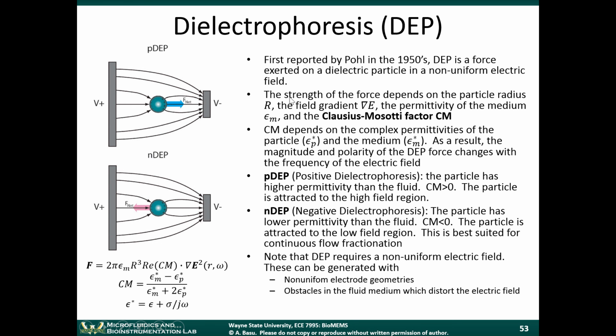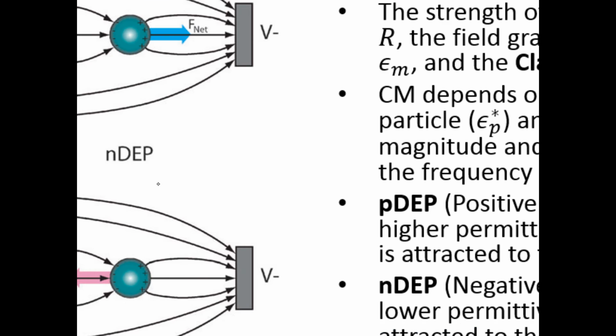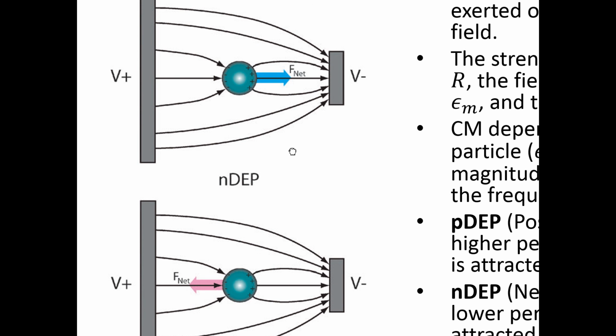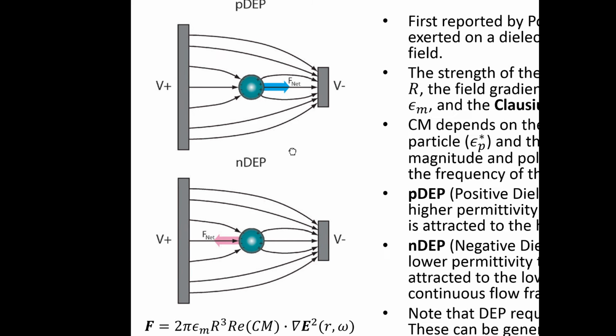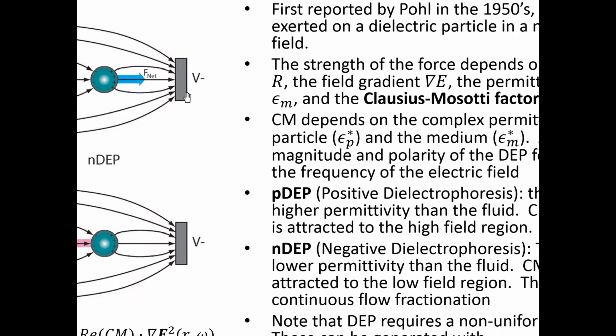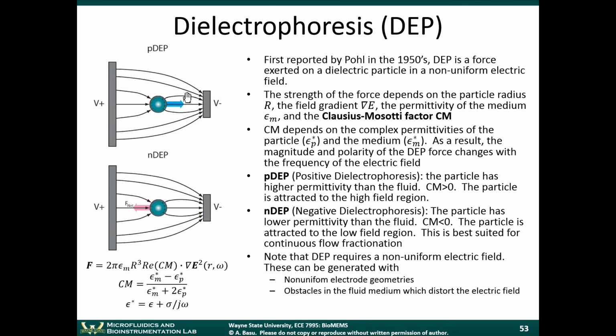So whenever you have a non-uniform electric field, you'll end up having a non-uniform charge distribution on the surface of the dielectric particle. And that non-uniform electric field interacting with the non-uniform charge distribution on the particle surface will cause the particle to move in a certain direction. So notice that this charge distribution on the particle is actually an induced charge. It doesn't have to be a charged particle. It just has to be a dielectric particle. A dielectric particle is a particle where you can induce charge on it by putting an electric field on it.